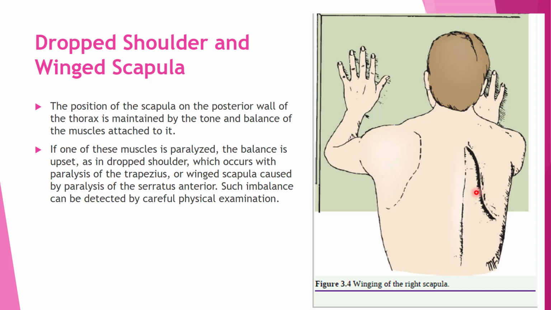or winged scapula, which is caused by the paralysis of the serratus anterior muscle. See here, drooped shoulder will occur because of the paralysis of the trapezius muscle, and winging of the scapula will be because of the paralysis of the serratus anterior muscle. Okay, in winging of scapula, what happens? There is a paralysis of the serratus anterior muscle because of injury to the nerve which is supplying the serratus anterior, which is the long thoracic nerve. So it will cause the winging of the scapula.